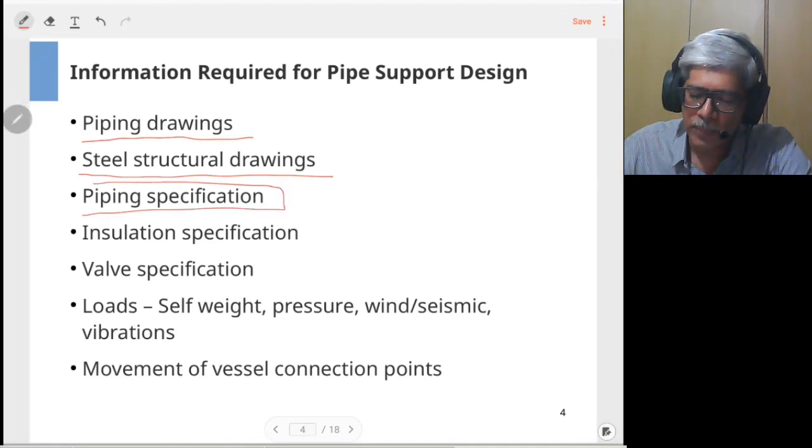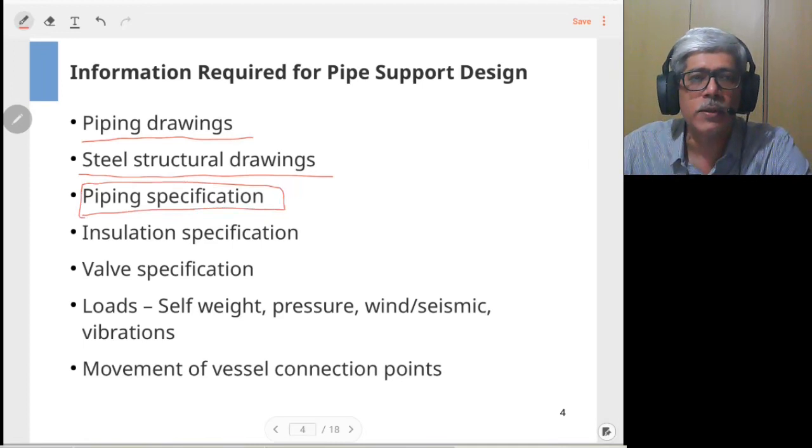Obviously, we have seen that the piping specification is the main document. It will provide some guidelines as to which type of supports are allowed, which are not allowed, and so on. Also the data regarding the process conditions, and multiple inputs will be provided through the piping specification.